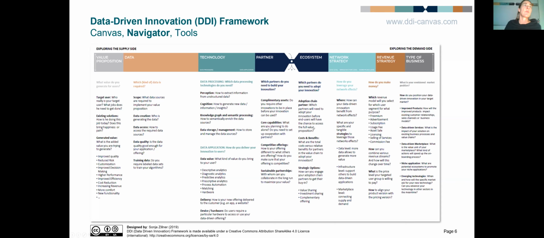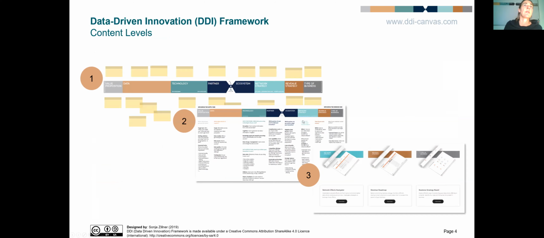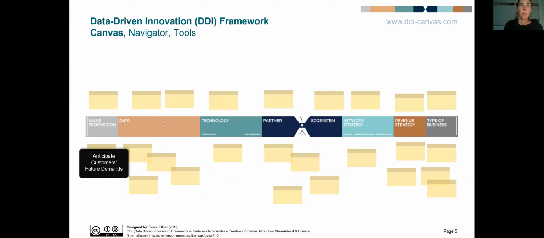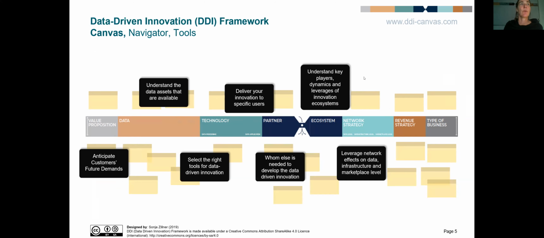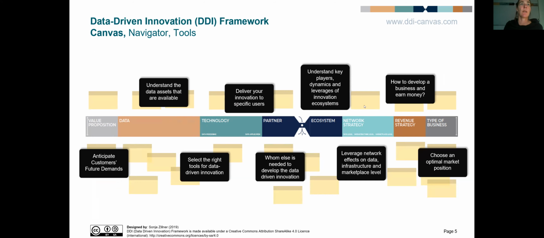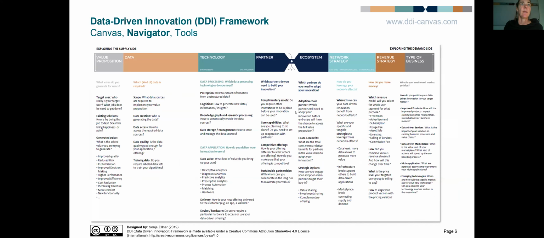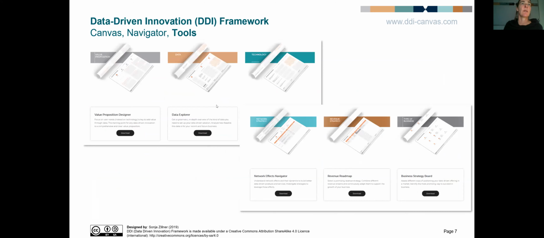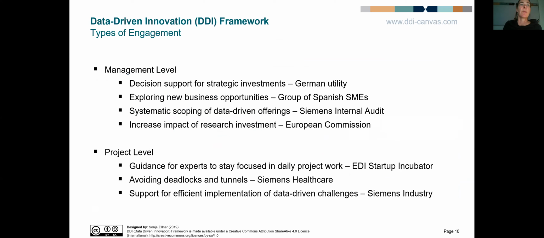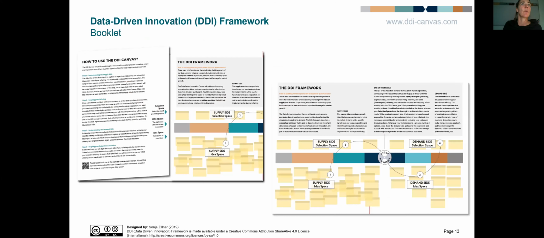Thank you, Jean-Christophe. So basically, let me just summarize what we just presented. This data-driven innovation framework has different levels: the canvas, the guiding questions, and then the tools. We have introduced all the different dimensions. I've talked about this before. These are the guiding questions, and the more detailed questions are when you download the tools.